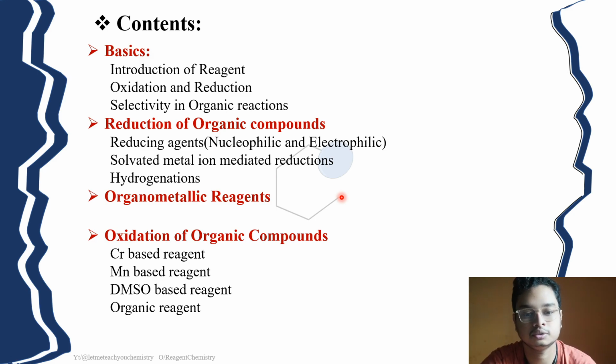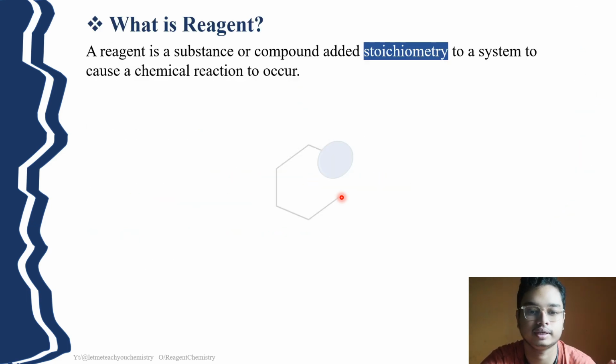With this we enter our first lecture, the introduction of reagent. First, let us understand what a reagent is. A reagent is a substance or compound that is added in stoichiometric amounts to a system to cause a chemical reaction to occur. I have highlighted the term stoichiometry because this term differentiates a reagent from a catalyst.